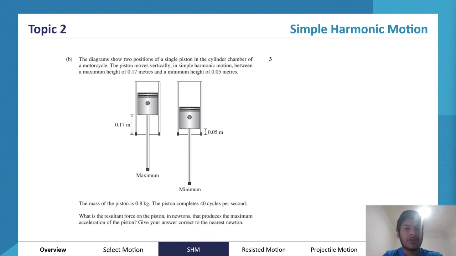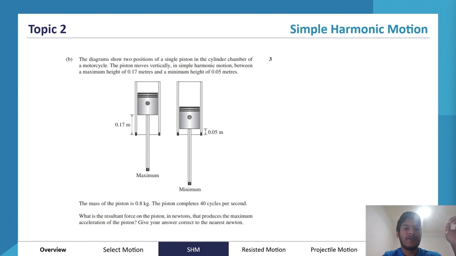So the diagram shows a single piston in the cylinder chamber of a motorcycle. The piston moves vertically in simple harmonic motion between a maximum of 0.17 meters and a minimum height of 0.05 meters. The mass of the piston is 0.8 kilograms, and the piston completes 40 cycles per second. Remember, 40 cycles per second corresponds to a frequency, but the frequency can be related to the period. What is the resultant force on the piston in newtons that produces the maximum acceleration in the piston? Give your answer correct to the nearest newton.